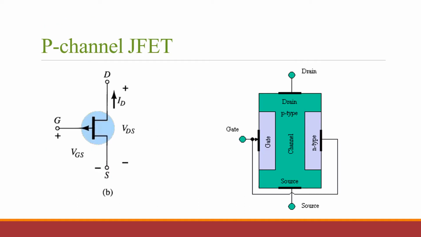In p-channel JFET construction, suppose this is the construction. The upper terminal of the p-type is drain and the lower one is source, and the two diffused n-type materials are short circuited, and that terminal is the gate.